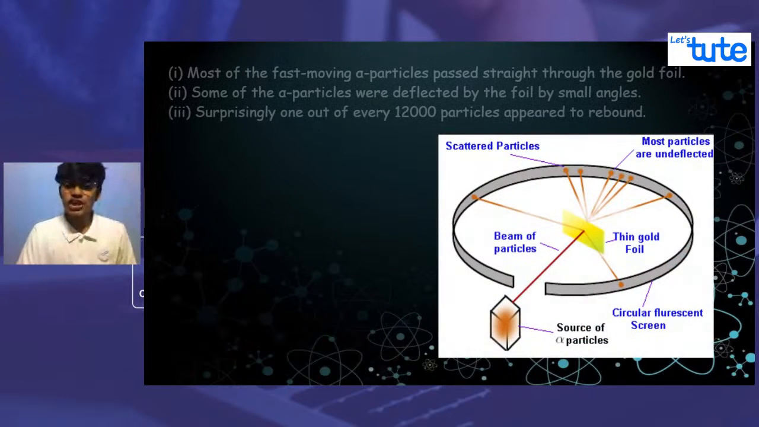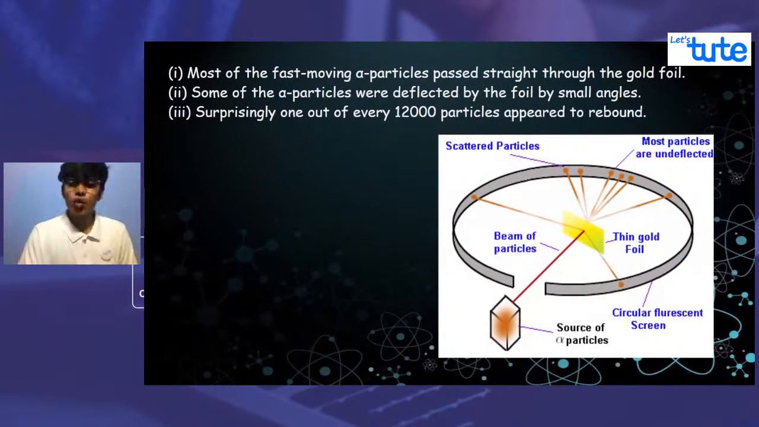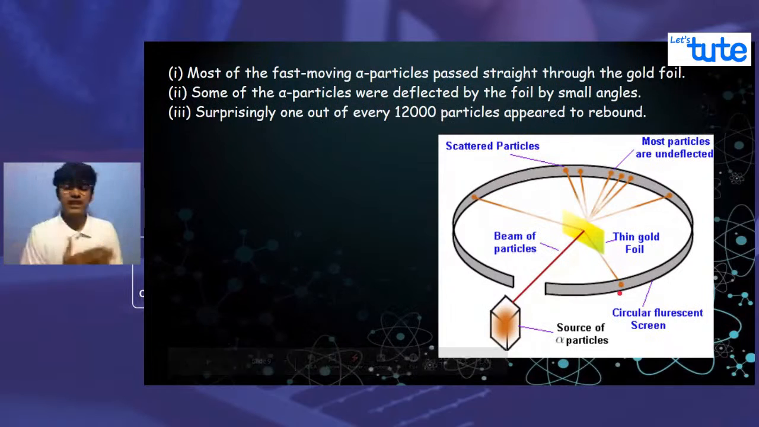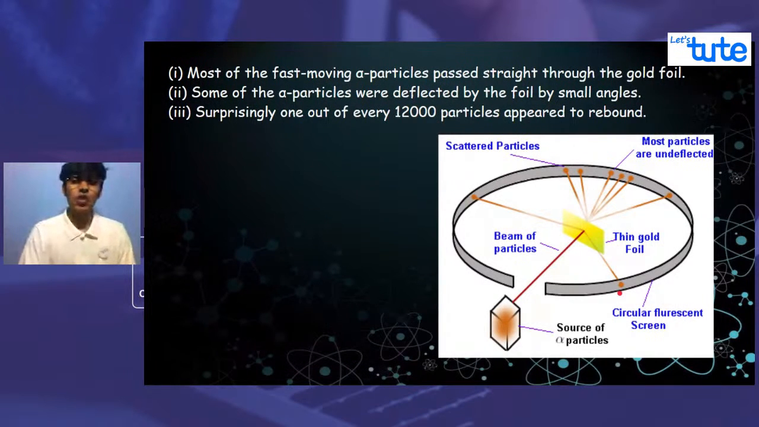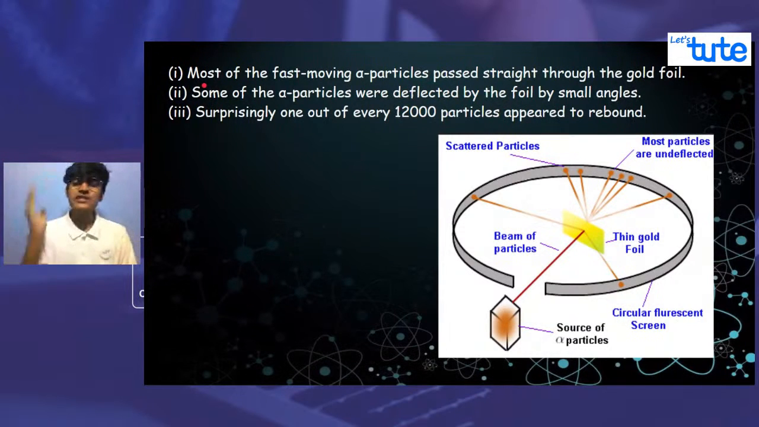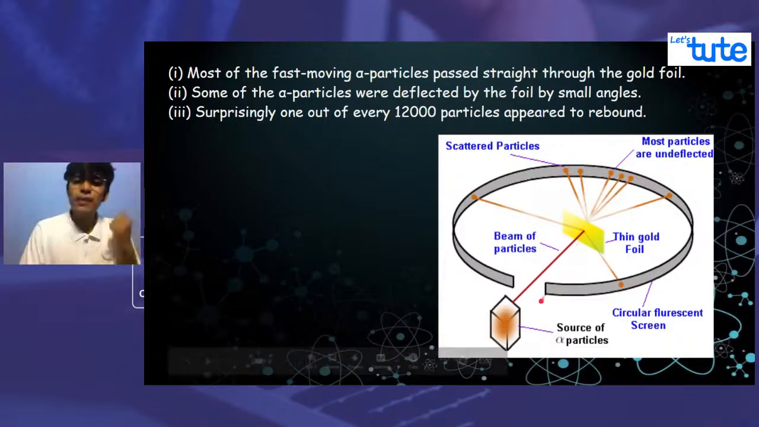So this was the structure, this is the whole experiment. This is a screen through which we can see the deflection of the alpha particles. So what was the conclusion that he found? That most of the fast moving alpha particles passed straight through it. Only some of them had a small angle, and only one out of 12,000 particles appeared to rebound back. So only a very small number of particles used to rebound back.